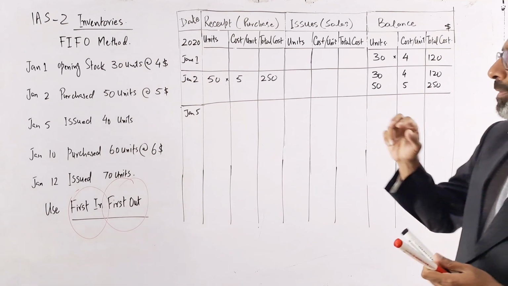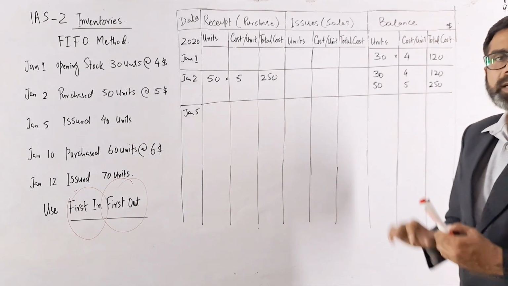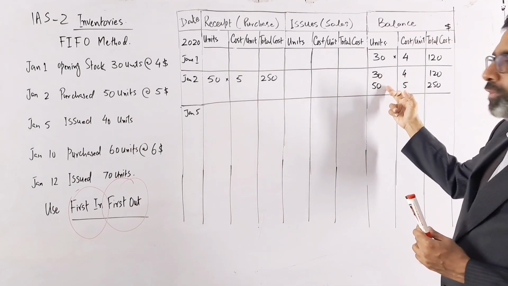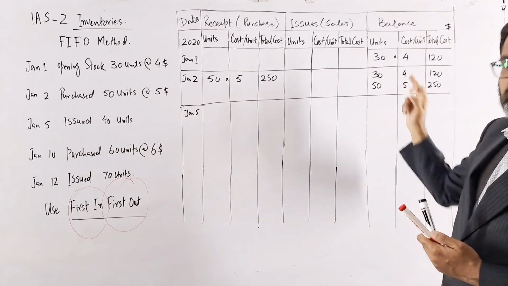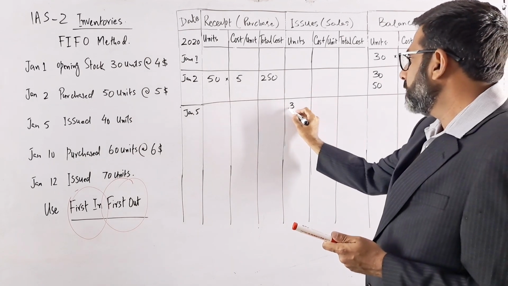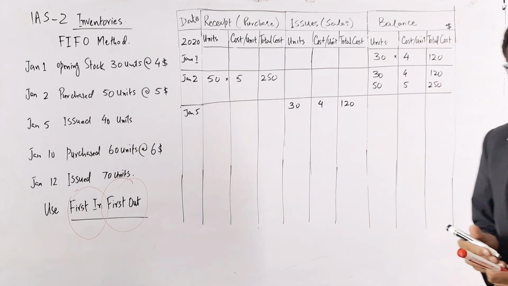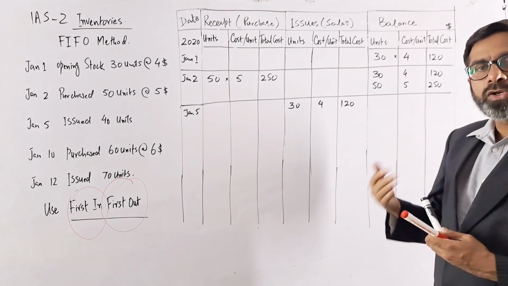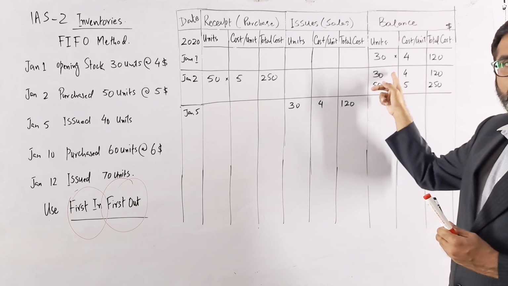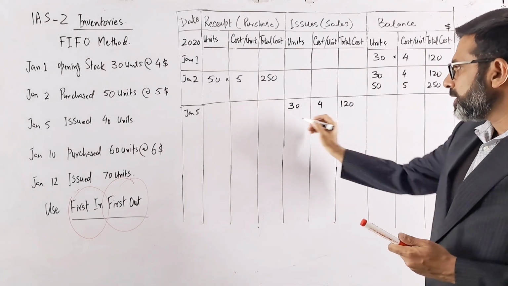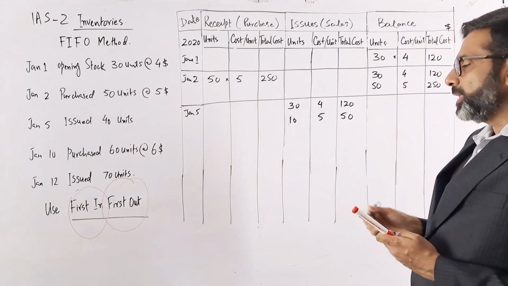So we need to issue how many units? We need to issue 40 units. So first we have to use all these units, and if these units are not enough, we have to move to the other units. So for the issue, obviously we need 40 units, but here we have how many? Only 30 units are there. So we will issue here 30 units at 4, so it will be 120. But again, we have to issue more units. How many units do we need to issue? 40 units. Until now, from this we have issued only 30 units. So we need 10 more units. So 10 units will be issued from this stock. So the cost is 5. So it will be 50.